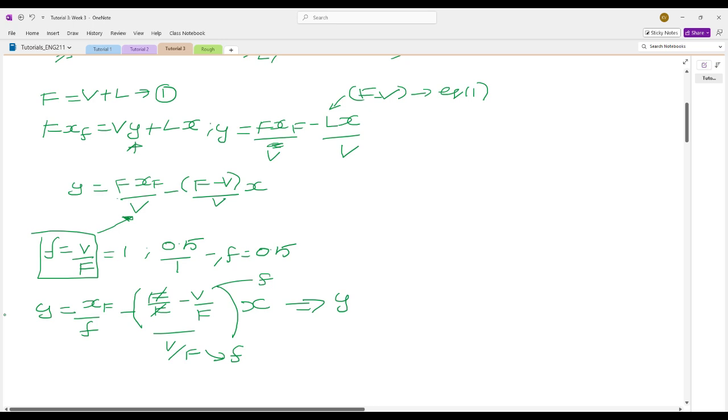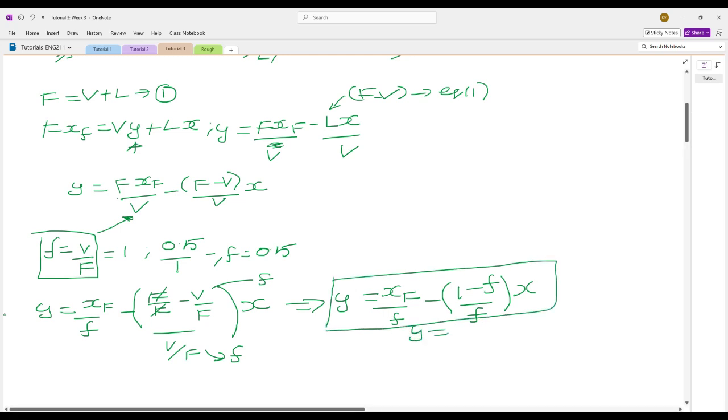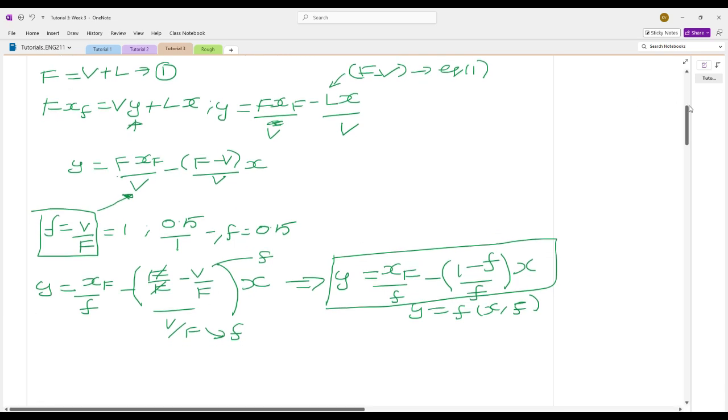Thus we can transpose this equation into a simple form: y is equal to xF by f minus (1 minus f) by f into x. So we derived y as a function of x and fractional vaporization. This solved the first part of the question.